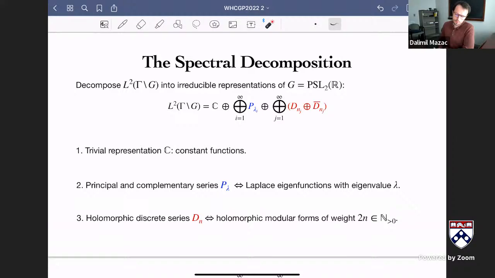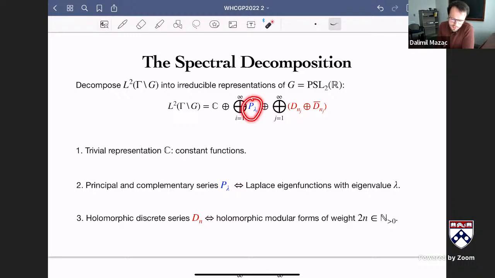And the discrete series states, these are some lowest weight and highest weight representations. They correspond to holomorphic modular forms of weight 2n. So the discrete series comes with a label n, and a holomorphic modular form of weight 2n gives rise to such a discrete series representation. I could say a bit more about it if people are not familiar with it.